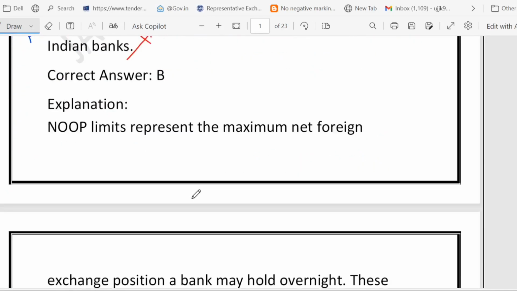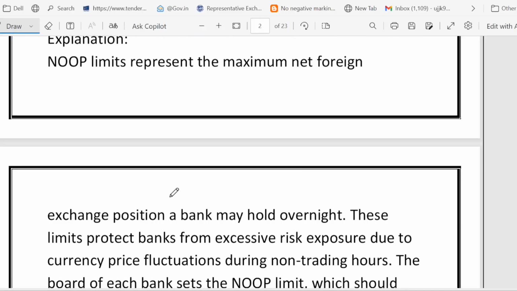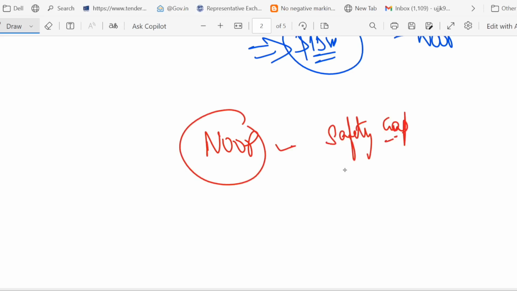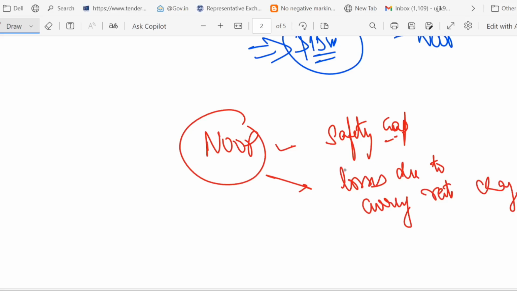So what we learned from this question, let me just summarize. So friends, what we learned is that this NWP is just like a safety cap on how much foreign currency exposure a bank can hold overnight. It protects the bank from losses due to currency rate changes when markets are closed. Now, it is set by the bank board, and it cannot exceed 25% of total capital, right?